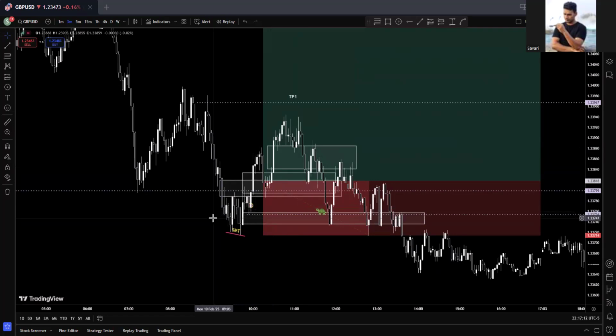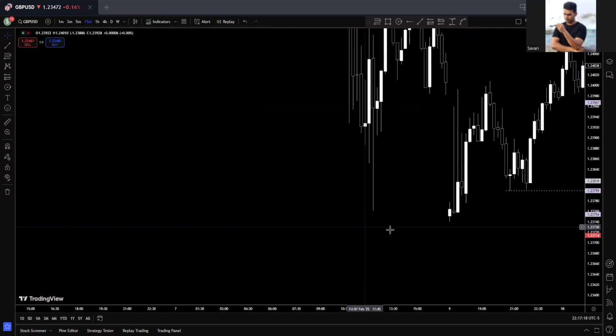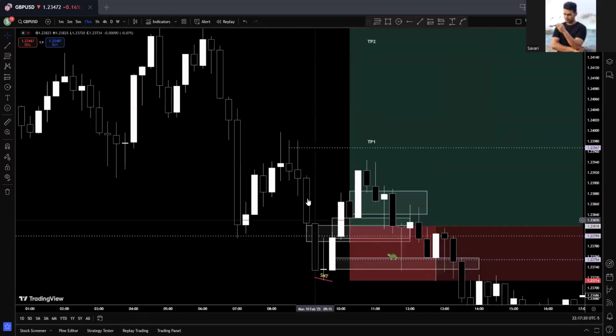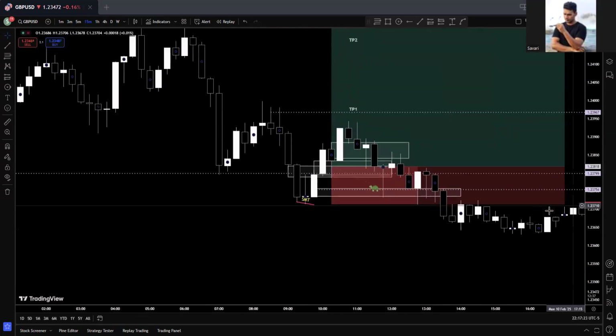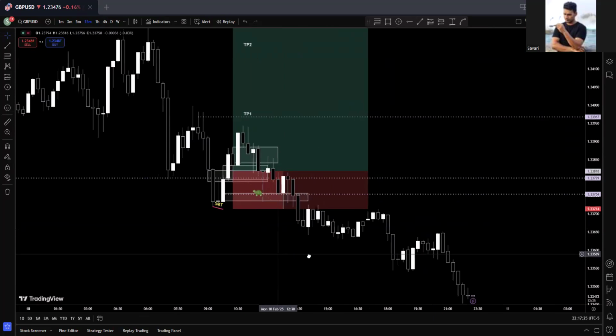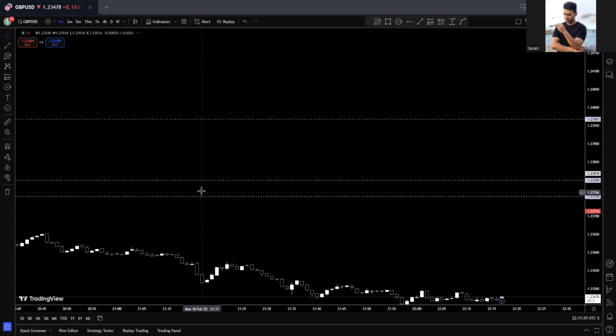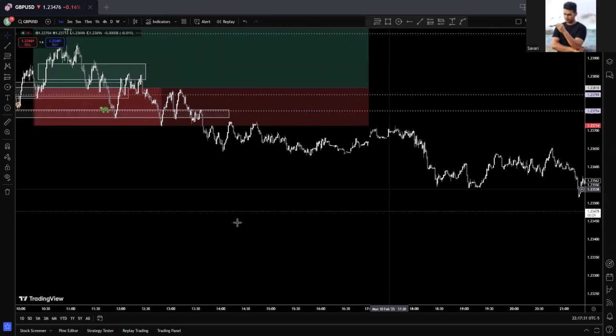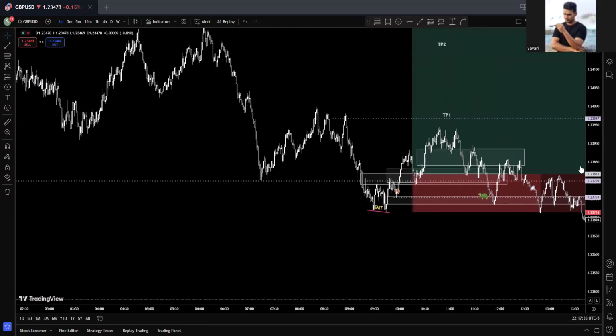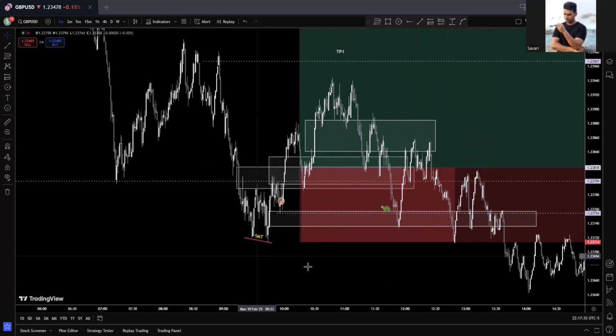It's a very early entry. I should wait for this area to flip first because this is a clear fair value gap in 15 minutes, and as well in 1 minute you can clearly see this fair value gap.